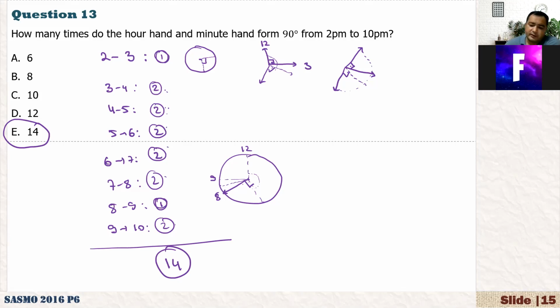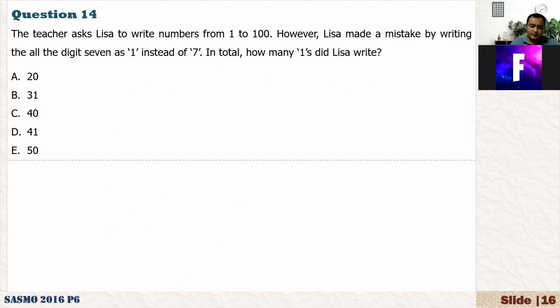Okay. All right. Another question. It says the teacher asks Lisa to write numbers from 1 to 100. However, Lisa made a mistake by writing all the digits 7 as 1 instead of 7. In total, how many ones did Lisa write?